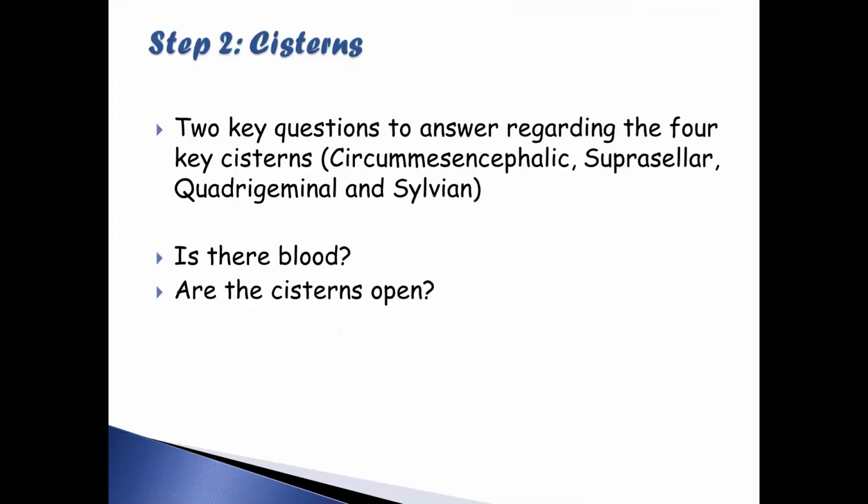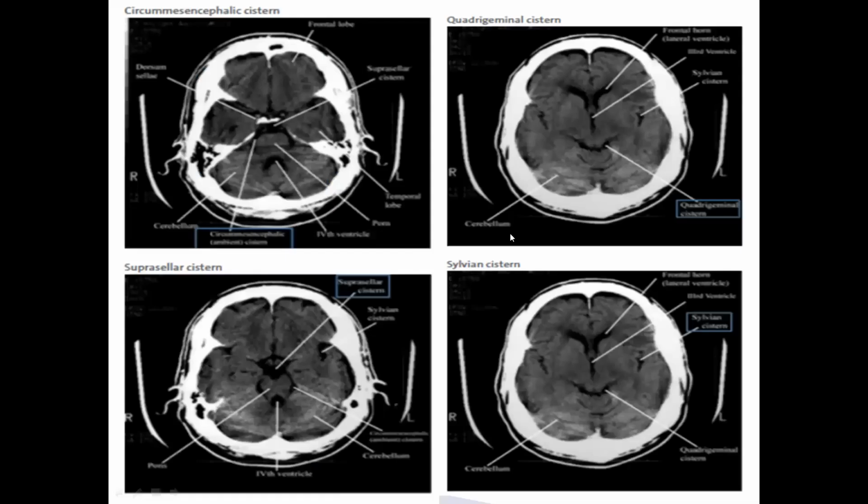So cisterns. There are two key questions that you need to answer regarding the four key cisterns. So what are the four key cisterns? You need to know that. Circummesencephalic, suprasellar, quadrigeminal, and sylvian. So what do you need to know about the cisterns? You need to ask: is there blood in the cisterns? Yes or no? Are the cisterns open? Yes or no? Let's look at the cisterns.